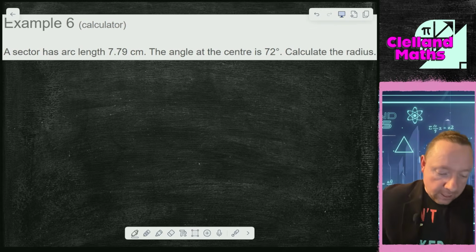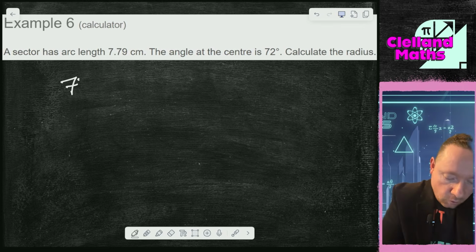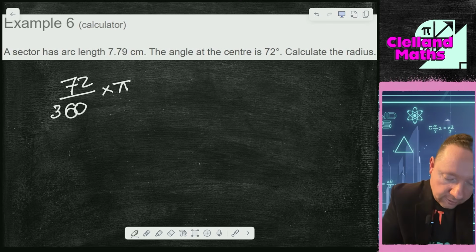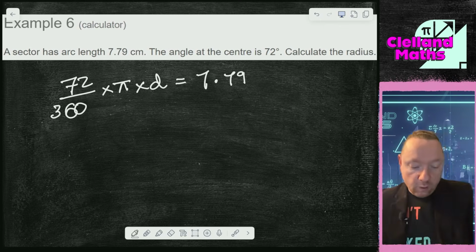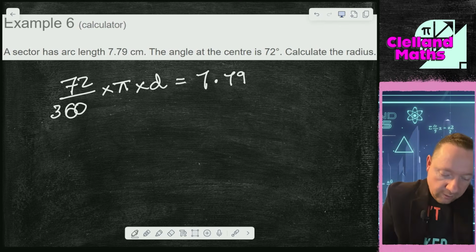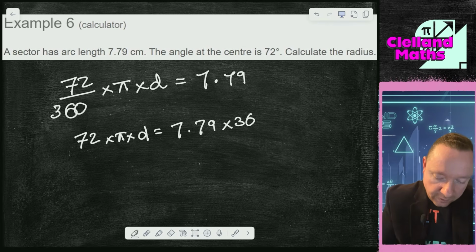Example 6. A sector has an arc length of 7.79. The angle is 72. Calculate the radius. Angle over 360 times pi times diameter equals the arc length. So I can write all of that down and then work backwards. So if we want to leave the 72 where it is, we need to times by 360 to start with, because we're divided by it.